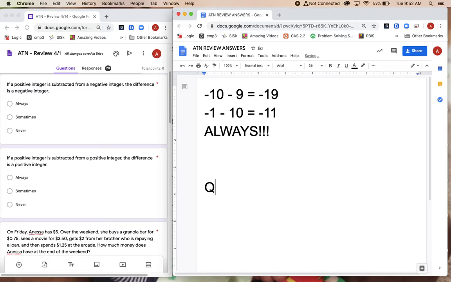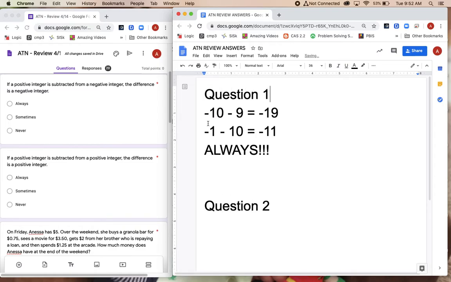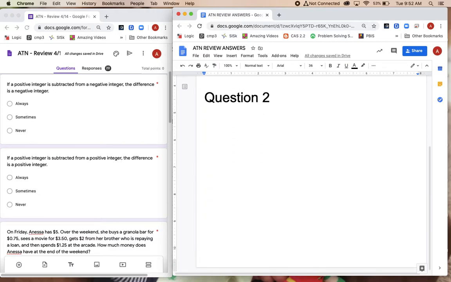All right, question 2. And that question was, if a positive integer is subtracted from a positive integer, the difference is always positive. And this one's easy because I just figure out one that it isn't true, right? So if I take a positive integer, 10, and I subtract another positive integer, that difference is positive. Cool? So far it's looking like always, but what happens if I flip those around? Positive 1 minus positive 10, and now that's a negative answer.